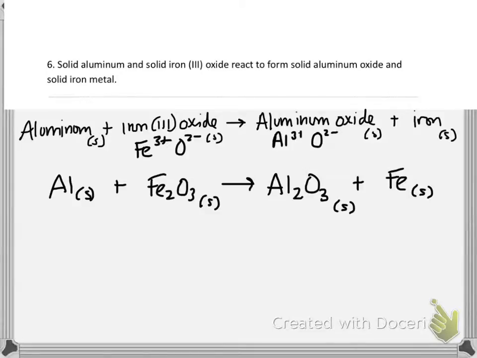Alright, we have Al solid plus Fe2O3 solid yields Al2O3 solid plus Fe solid. Again, I've written these up here for ease of formula writing, but if you can do them off to the side, you should, as you don't want them to interfere with your formula equation. Remember that formulas have subscripts, not superscripts. Superscripts are reserved for charges. I'll stop this recording and do a separate recording for the last 3 questions.